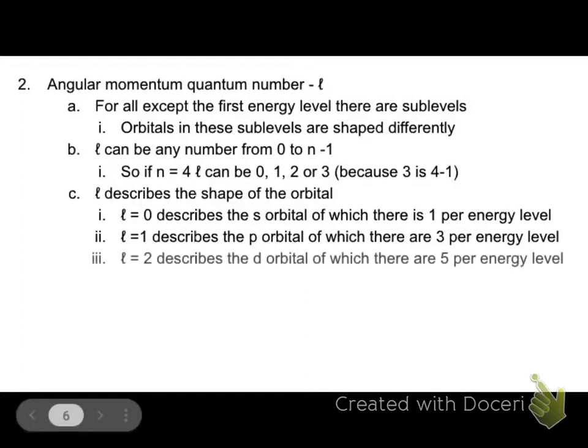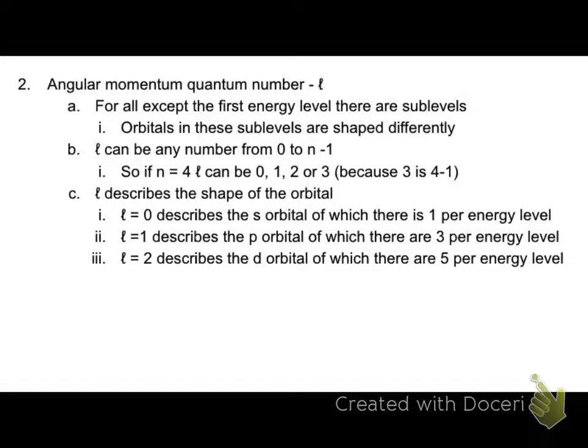If L is equal to 2, we're describing a d orbital, and if an energy level is capable of holding d orbitals, it will have 5 of them. So the third energy level can have a total of 9 orbitals, because 3 squared is 9. 1 will be an s orbital, 3 will be p orbitals, and then 5 will be d orbitals.